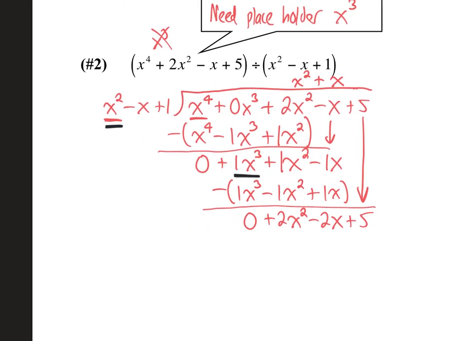All right, so again, same thing, but we're going to divide the first term of the dividend by the first term of the divisor again. So what is 2x squared divided by x squared? Well, that is positive 2. Then we need to subtract and multiply 2 times all the terms over there: x squared, negative x, and positive 1 again. So 2 times x squared is 2x squared, 2 times negative x is negative 2x, and 2 times 1 is positive 2.